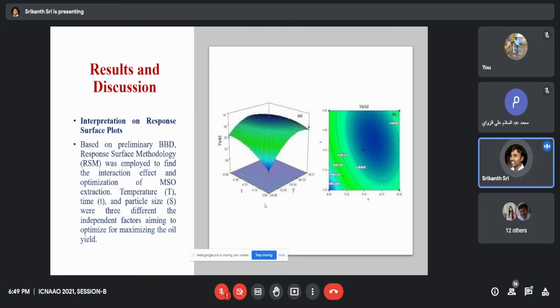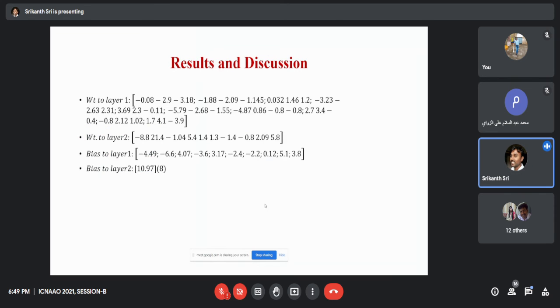And for interpretation of the response surface plots, yield is represented based on the preliminary BBD response surface methodology. RSM was employed to find the interaction effect and optimization of MSO extraction. Temperature, time, and particle size were three different independent factors, aiming to optimize for maximizing the oil yield.